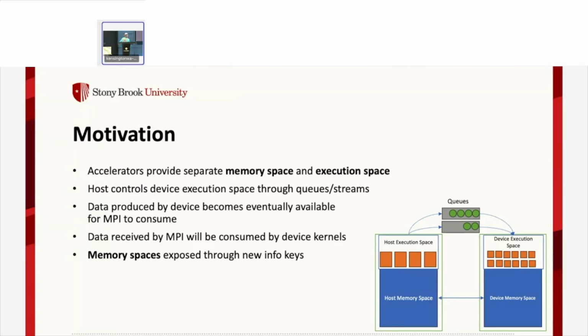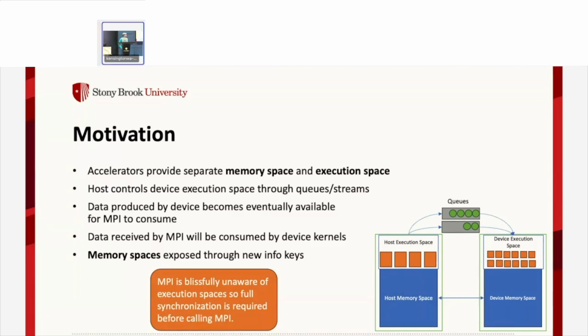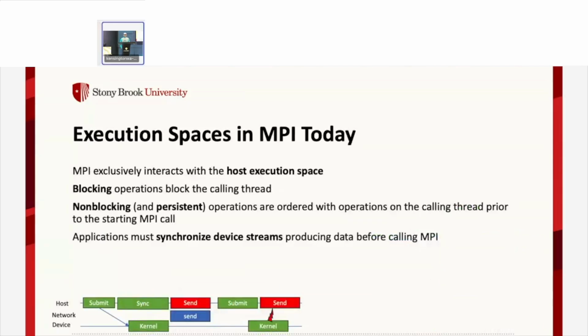We do now have some form of exposure of memory spaces in MPI with the new info keys that were introduced. Also through the side document that will be attached to 4.2, where you can say what memory spaces you're actually going to use. But MPI is blissfully unaware of execution spaces. So the only thing you can do right now is to fully synchronize the stream before you start sending data that was produced on that stream by a previous kernel. And that has correctness implications.